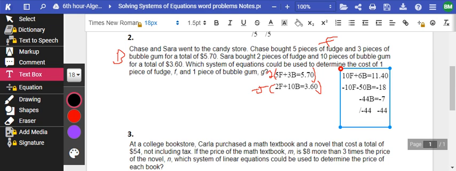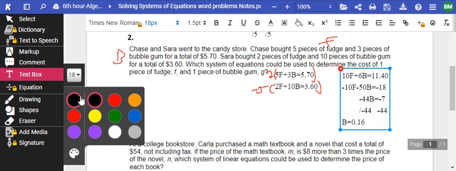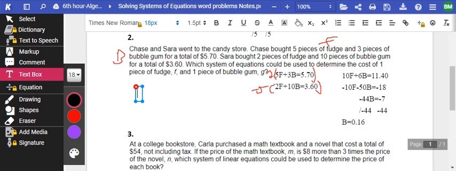And we're going to get B is equal to 0.16 or 16 cents, which makes a lot of sense. So then we're going to substitute this back into one of these original problems. We are going to say 5F plus 3 times 16 cents equals $5.70. So we're going to get 5F plus 48 cents equals 5.70.